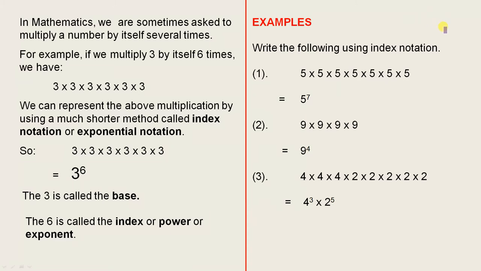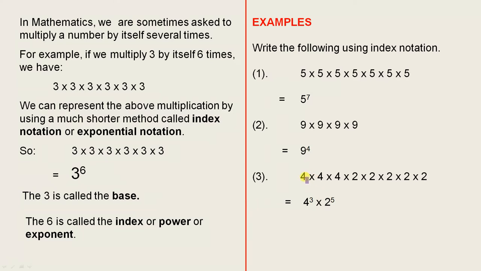Let's have a look at some examples. Write the following using index notation. So for number 1, we multiplied the number 5 by itself 7 times. So that's 5 to the power of 7. We've multiplied 9 by itself 4 times. That's 9 to the power of 4.